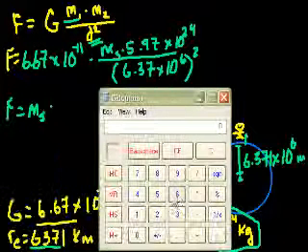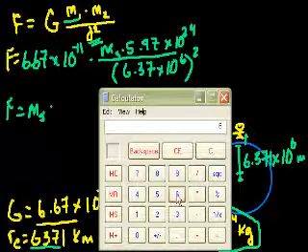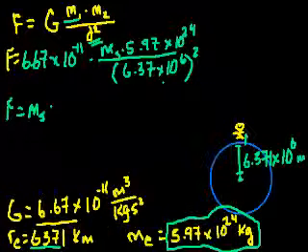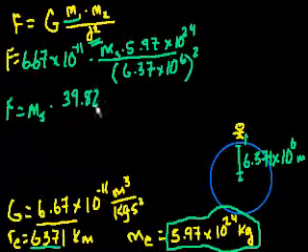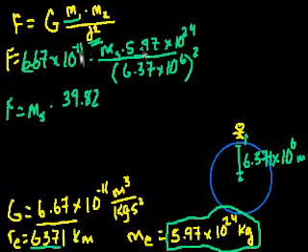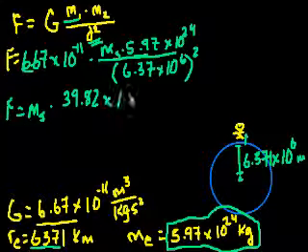So we have 6.67 times 5.97 is equal to 39.82. And I just multiplied this times this, and I have to multiply the tens. So 10 to the negative 11th times 10 to the negative 24th. We can just add the exponents because it's the same base. So what's 24 minus 11? It's 10 to the 13th, right?